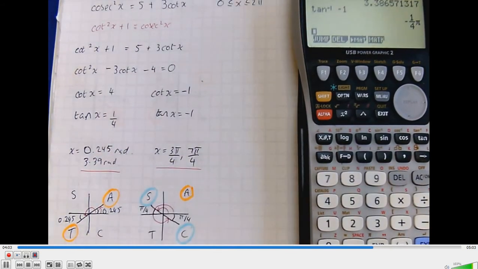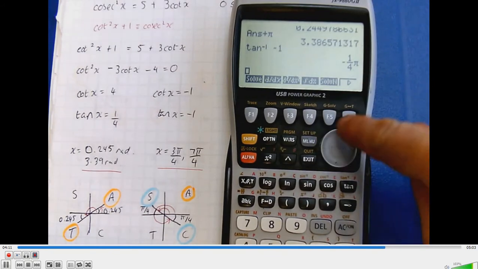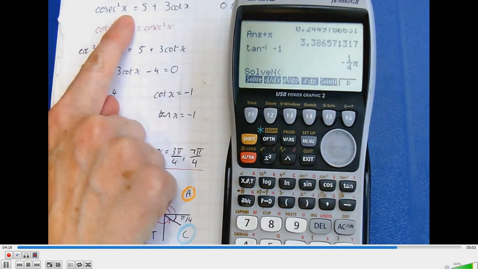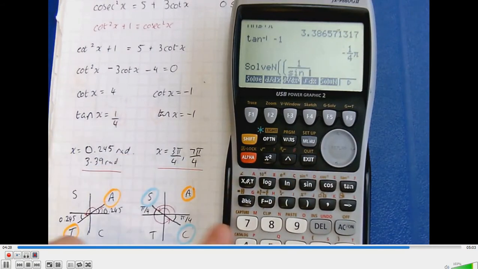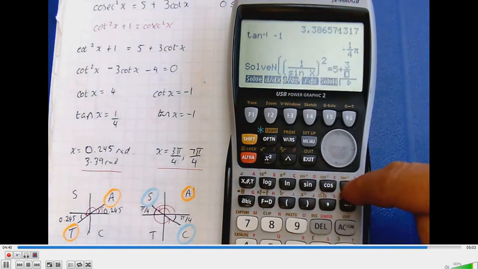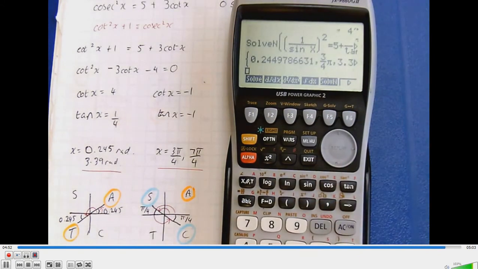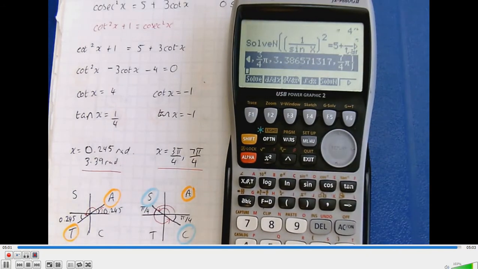Let's just check we've got it right on the calculator. We press options and then calc, and then solve n, and we put in our original equation. To put in cosec squared x, we're going to have to put 1 over sine x all in brackets and then square it. So we start with brackets, 1 over sine x, and then end bracket squared, and that is equal to 5 plus 3 cot, and cot, remember, is 1 over tan. Then we tell it that the variable is x, and the range of values is 0 to 2 pi. We get our 0.245, we get 3/4 pi, we get 3.39, and we get 7/4 pi. Excellent.